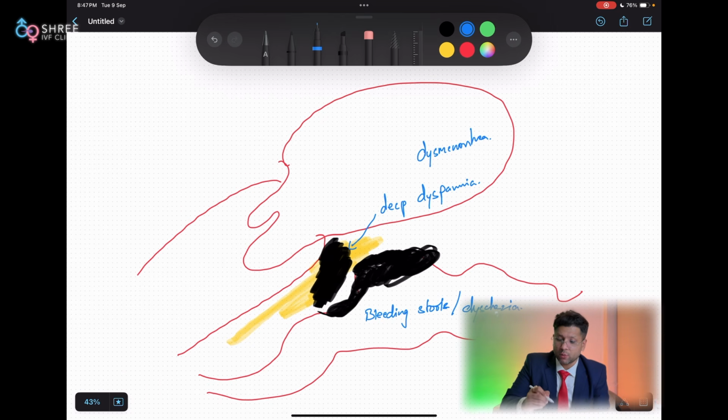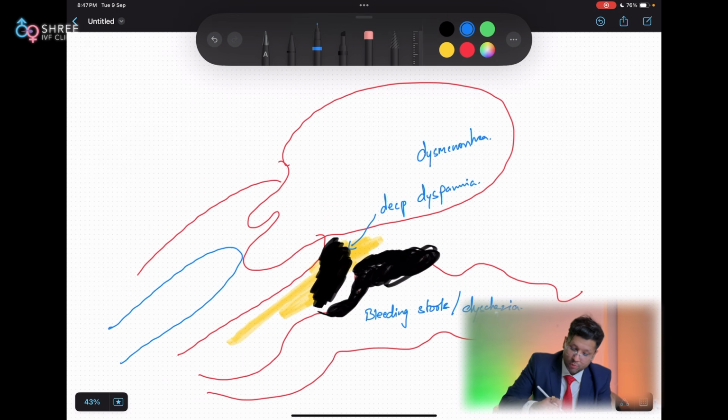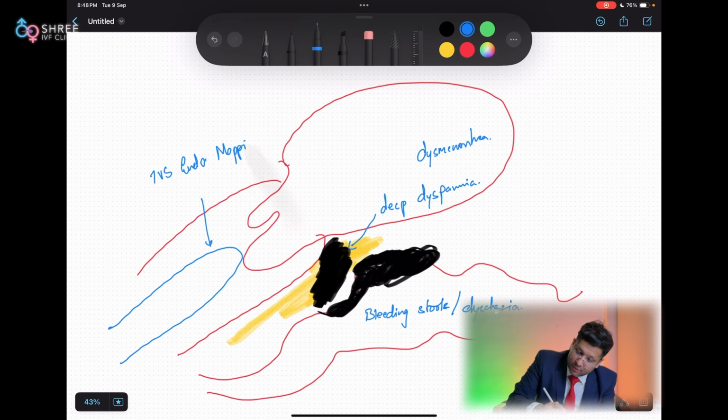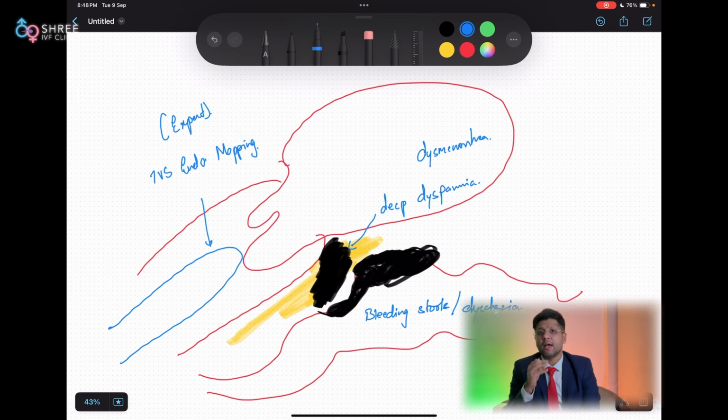The best way to diagnose this is to actually put a probe right here in the vagina. This is an ultrasound probe, and do something called as a transvaginal ultrasound for endometriosis mapping. Remember one thing, this thing needs to be done by an expert ultrasonologist. This is going to be much more expensive as compared to your routine evaluation. Let's assume you do not have the expertise which is available for doing this.